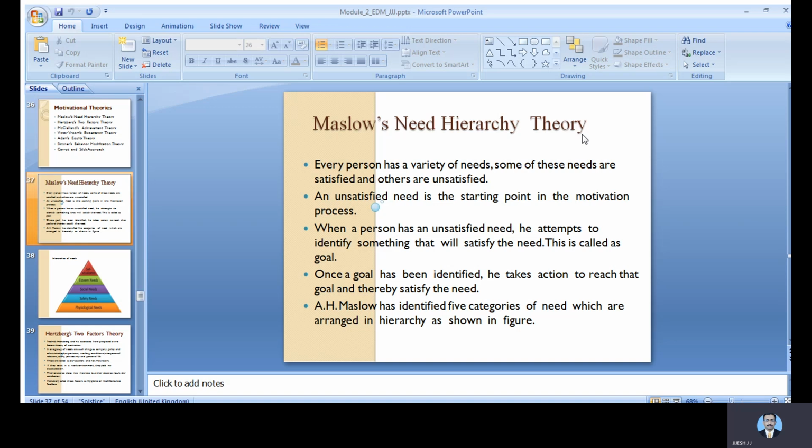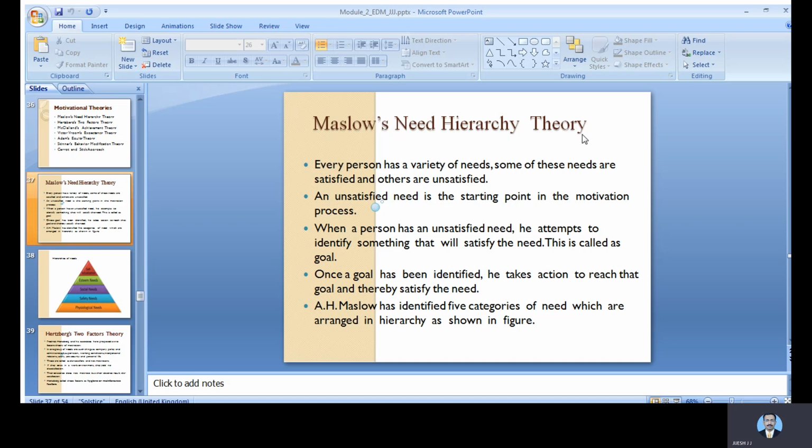Maslow's need hierarchy theory says every person has a variety of needs. Some of these needs are satisfied and others are unsatisfied, and an unsatisfied need is the starting point in the motivation process. When the person has an unsatisfied need, he attempts to identify something that will satisfy the need, and this is called the goal. Here we are not talking about an individual, but about industry requirements, where an unsatisfied need is the starting point of the motivation process.